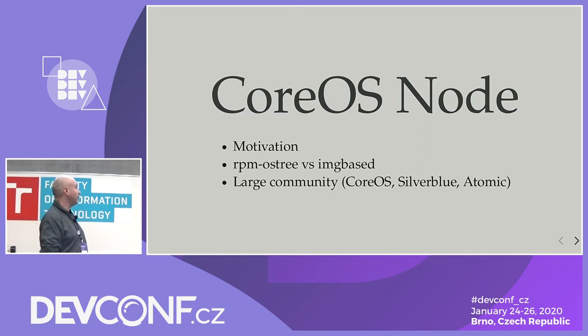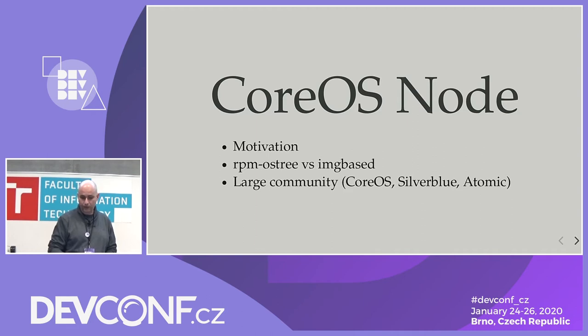And RPM-OS-Tree, which was taken from Atomic, is a much more modern solution than what we are doing with ImageBased, and much more generic. Over the years, ImageBased became more tightly coupled to oVirt. For example, if we have some special stuff that we need to do while upgrading, like stopping VDSM, the basic component of oVirt node, this is integrated inside ImageBased, which is not very nice, but that's the only solution we could come up with.